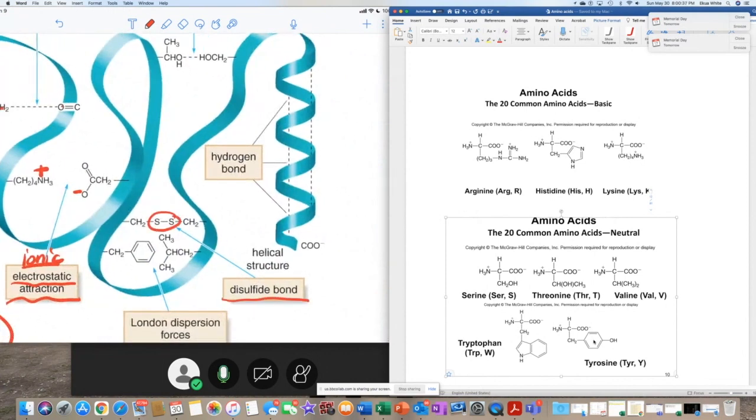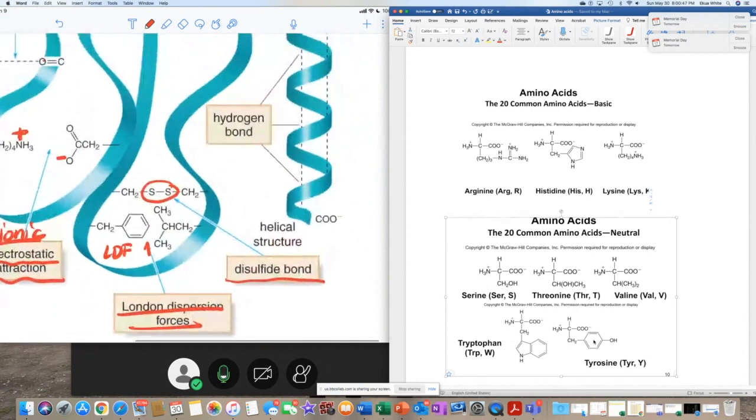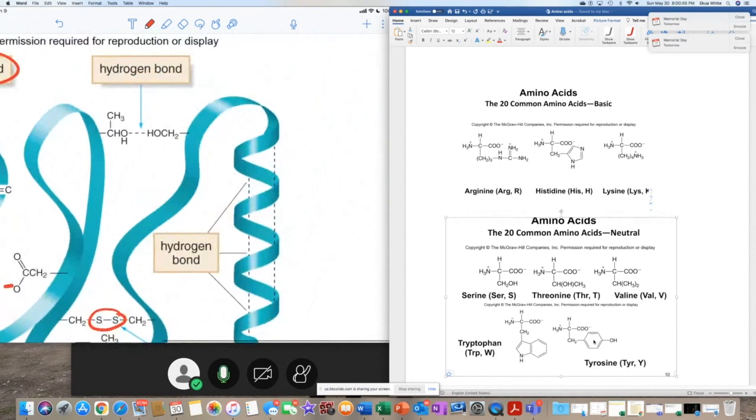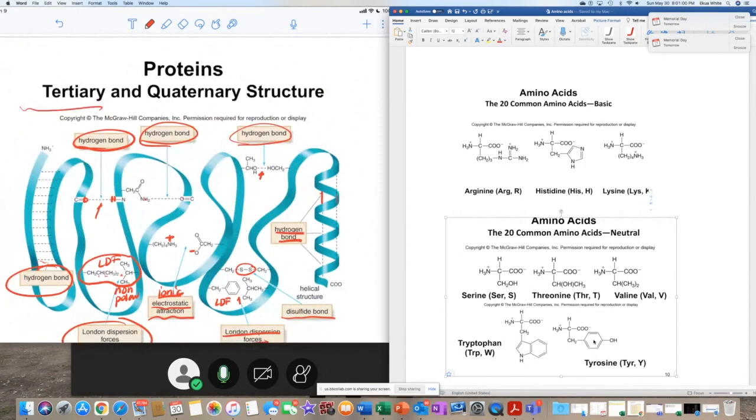This is called a disulfide bond because you have 2 sulfurs attracting each other. This one here you can see, right? London dispersion force, because once again you have 2 nonpolars attracting each other. Then what keeps this coily is hydrogen bonds within the same protein attracting each other, keeping it coily. Then finally here you have hydrogen bonds. So for us to have this tertiary or quaternary structure, there are a lot of bonds holding the structure together. Okay.